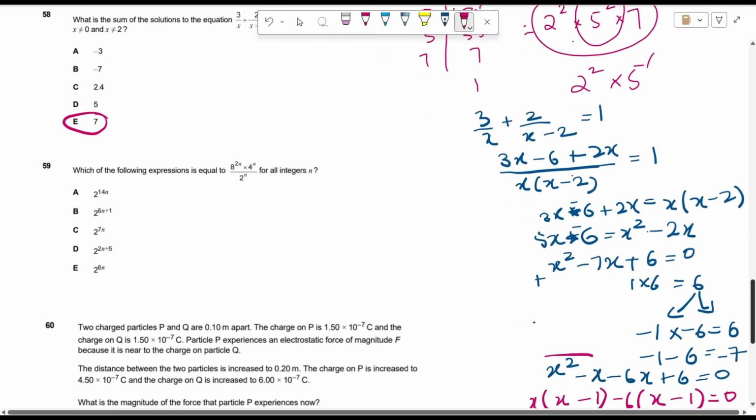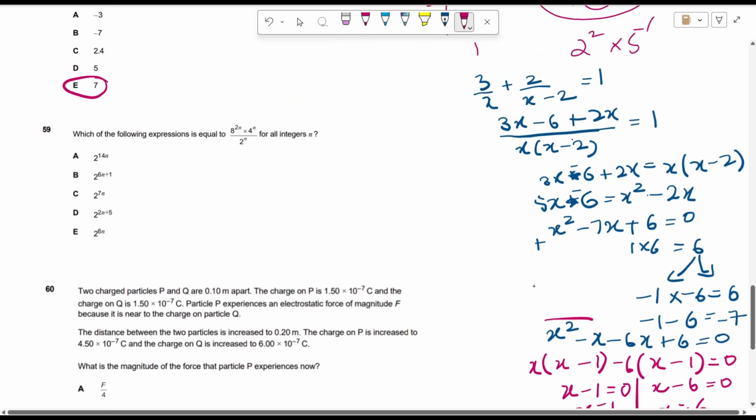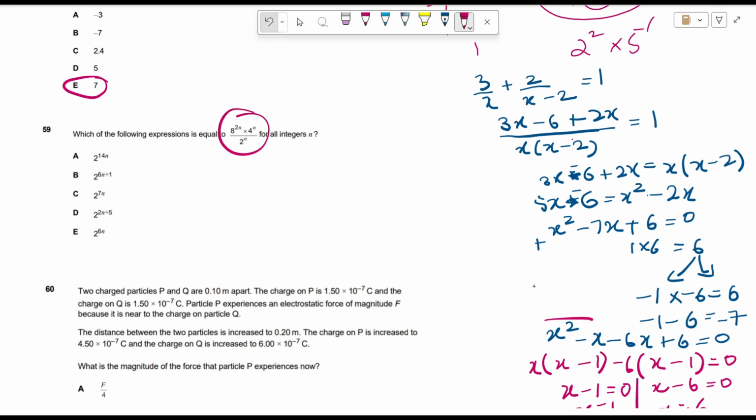Let's go and solve the second last question for today, which is: which of the following expressions is equal to this expression? This expression is given to us. We are supposed to find the value of n.